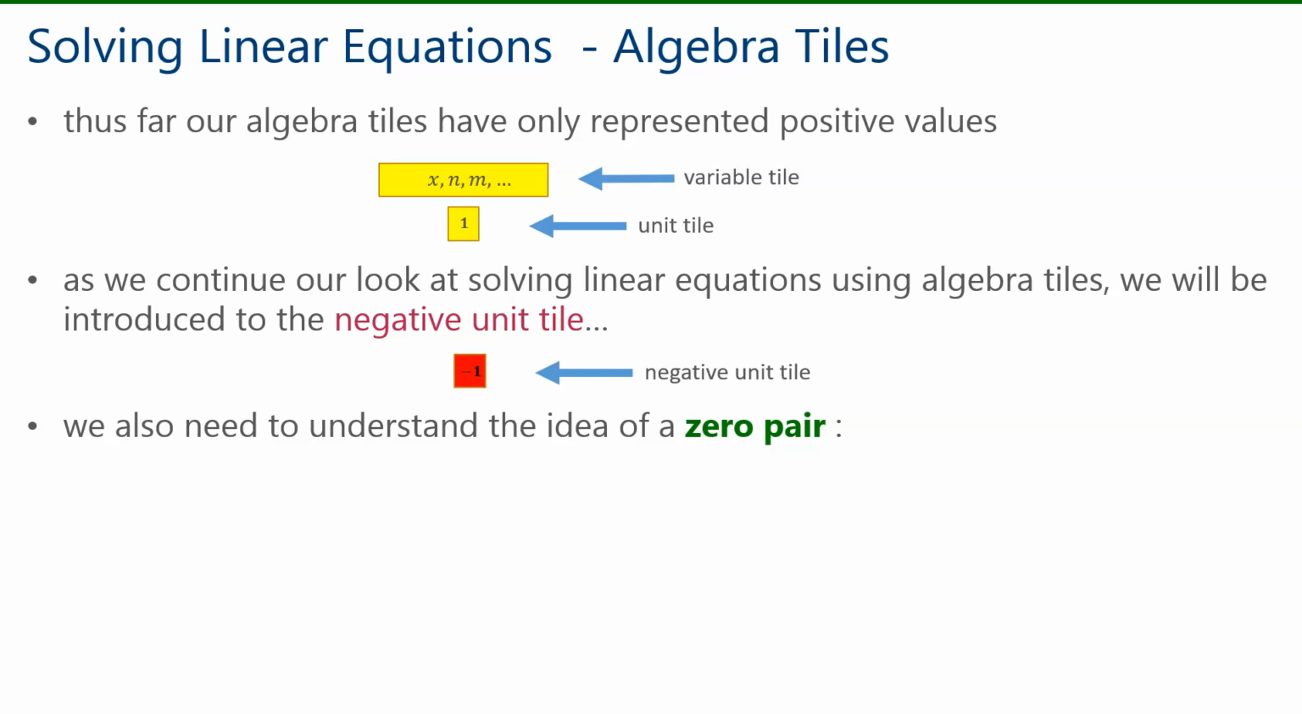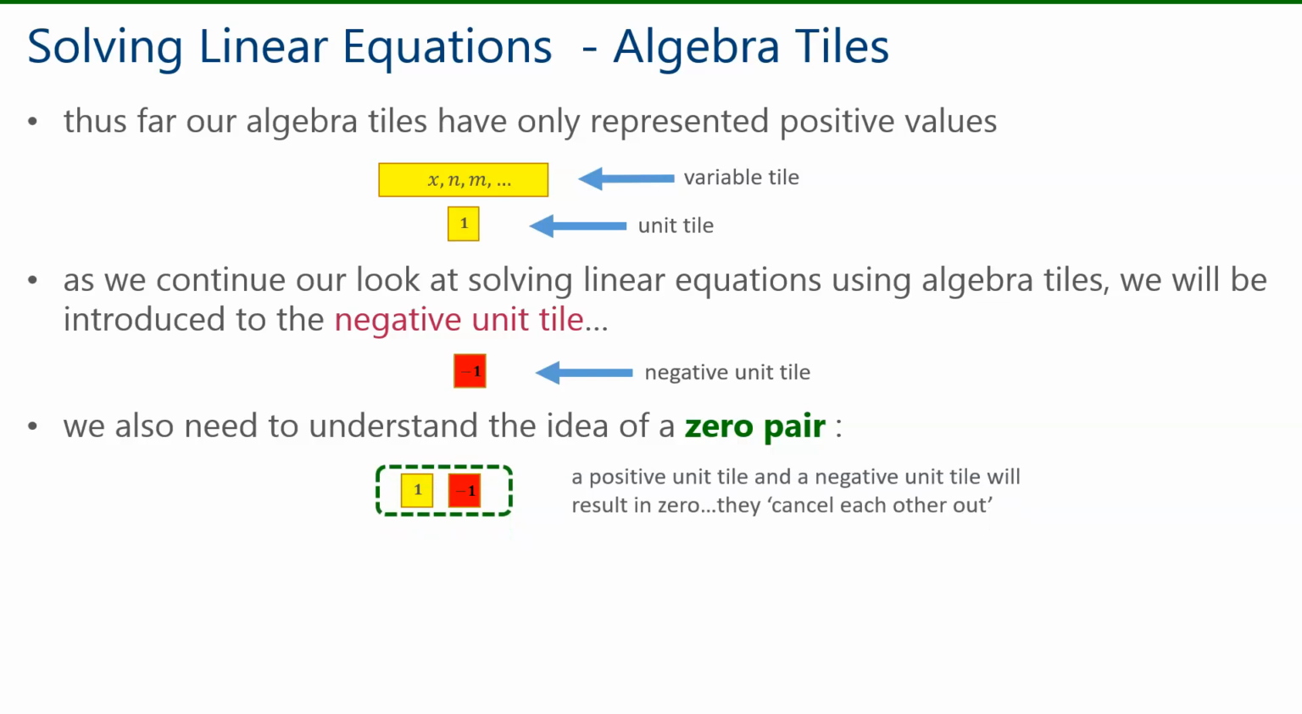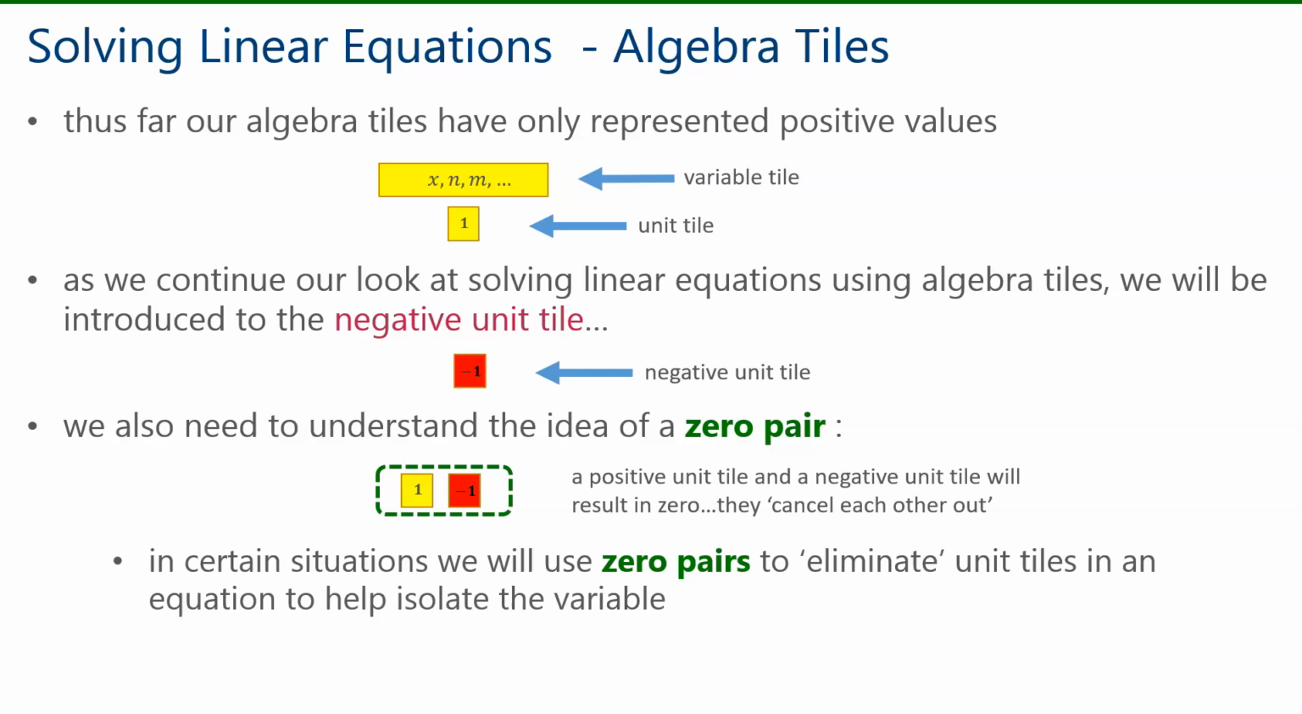We also need to understand the idea of a zero pair. If we have one positive unit tile and one negative unit tile coming together, this will give us a zero pair. When you combine them, they result in 0. In other words, they cancel each other out. Just like a +1 plus a -1 would give you 0. Or 1 subtract 1 would give you 0. In certain situations, we will be using zero pairs to eliminate unit tiles in an equation in order to help us isolate the variable.